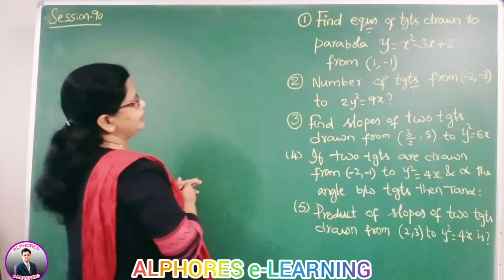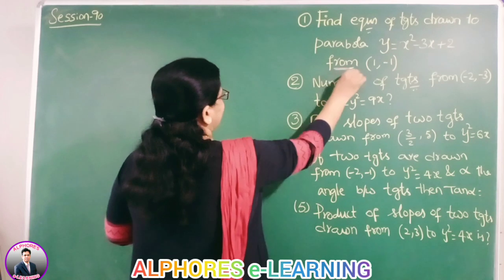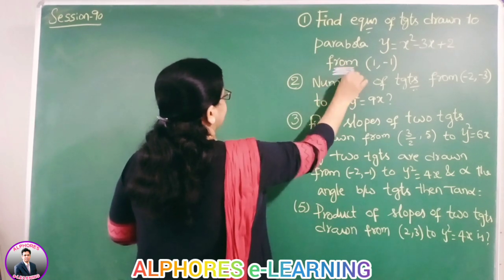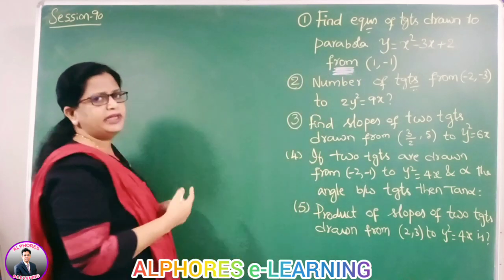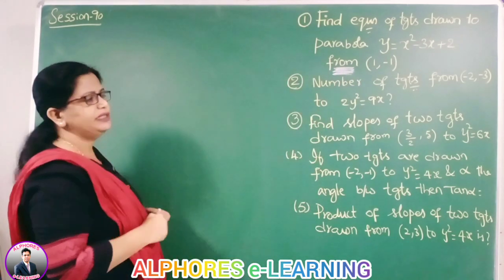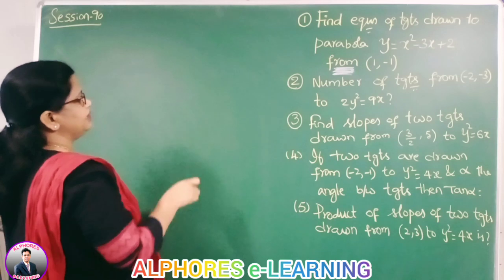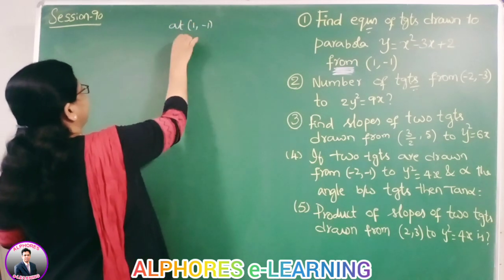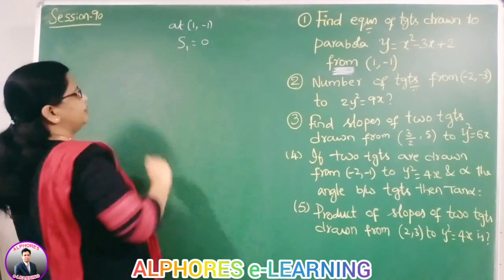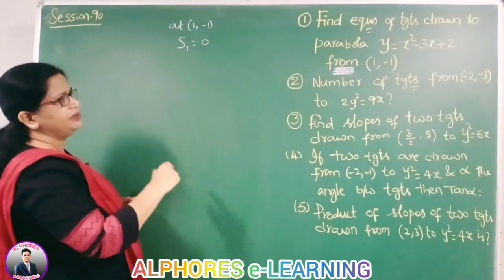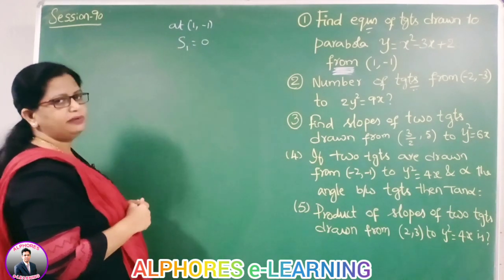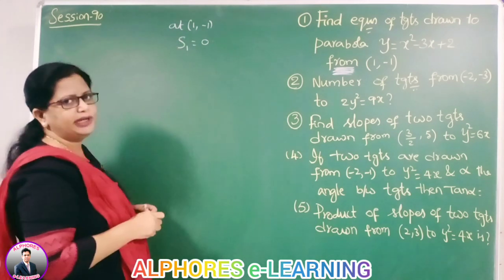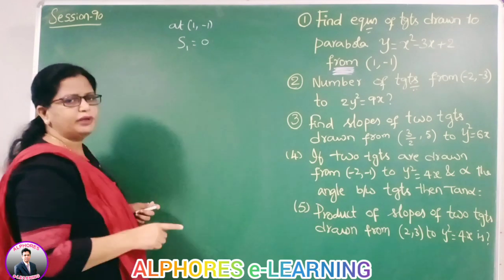Students, observe clearly, this is very important. The preposition matters: if it is given as "at", the formula is different from "from". If the same problem is given at the point 1 comma minus 1, then we would have used directly the formula S1 equal to 0. Simply we can write that if the problem is given as at the point. But here it is given from the point.